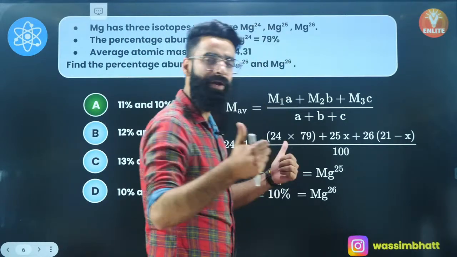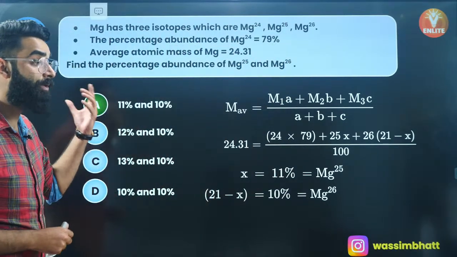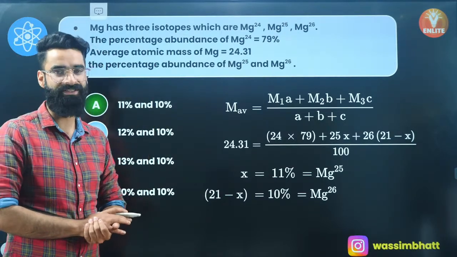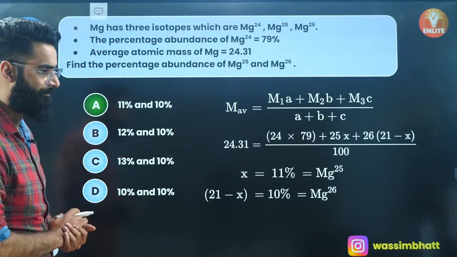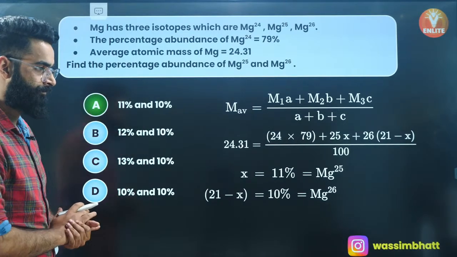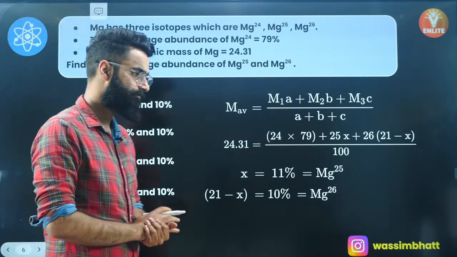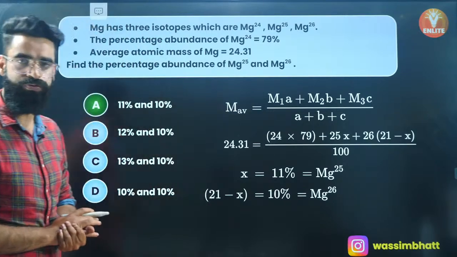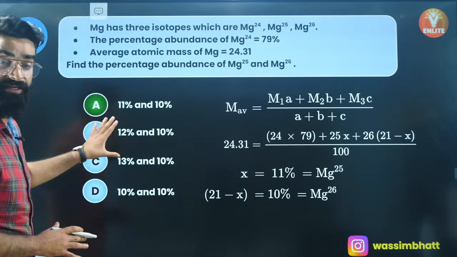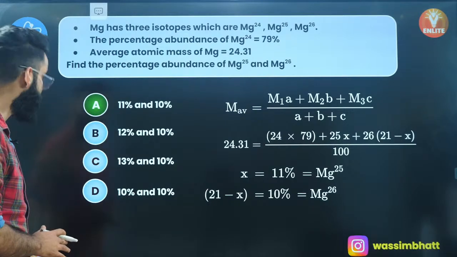Let me quickly know in the chat if you can solve questions based on this average atomic mass concept. Let me know fast in the chat. I'm looking at your chat only. Let me know if you got the concept properly. Perfect, guys. So this sort of question, I'm sure you can easily solve from now onwards.